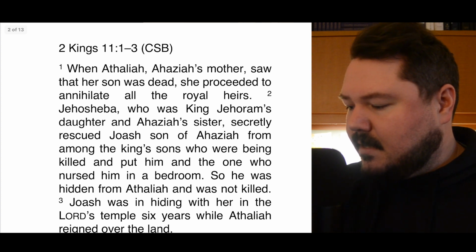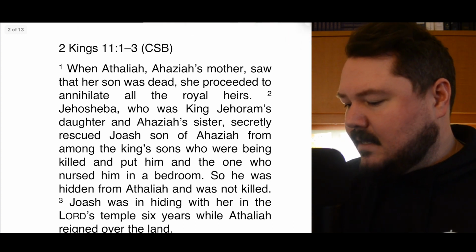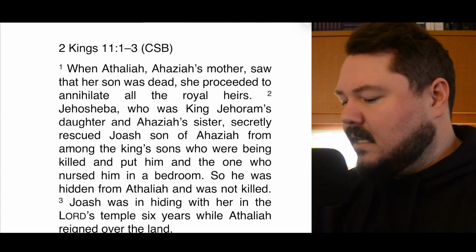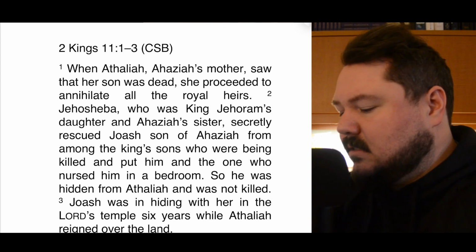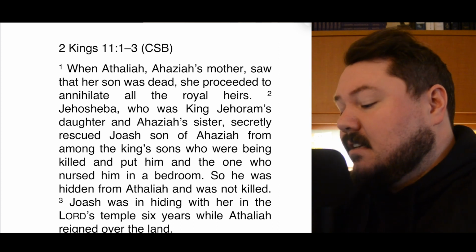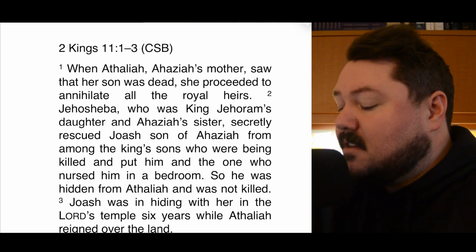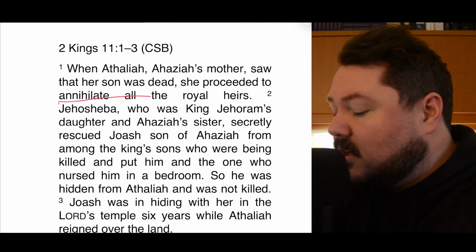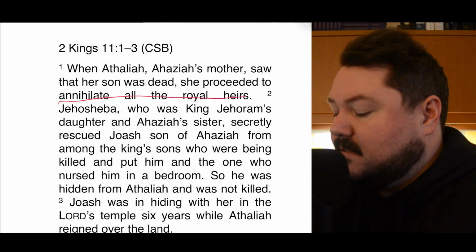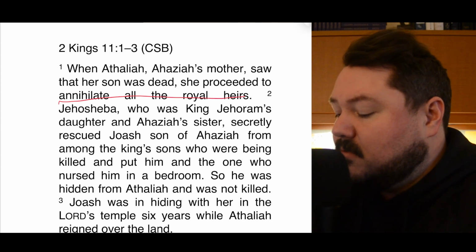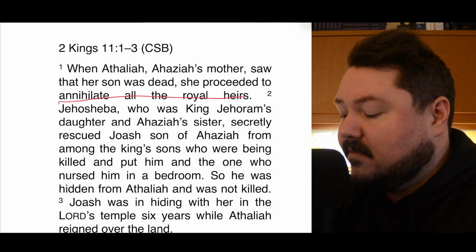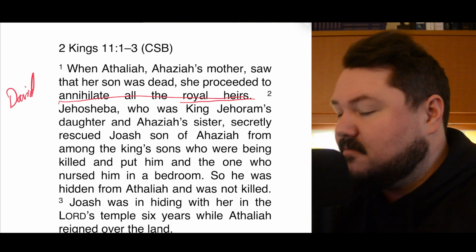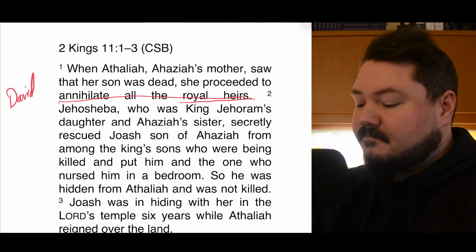Okay, let's go ahead and start working through this passage. When Athaliah, Ahaziah's mother, saw that her son was dead, she proceeded to annihilate all the royal heirs. So this is a woman here who is getting rid of all of the heirs. And this would be in the line of David and Judah, so this is trouble.